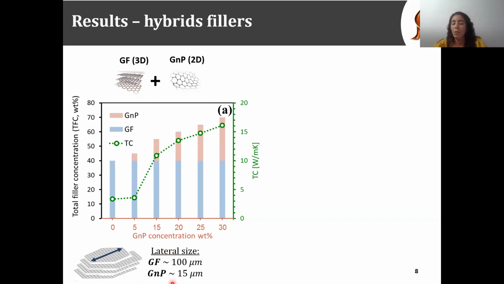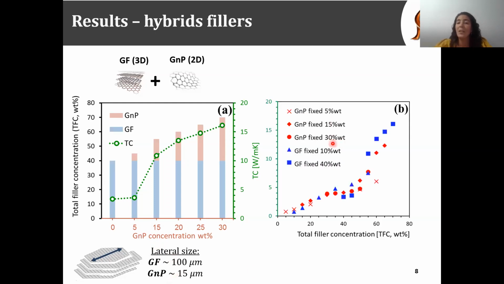But this is not the only system that we tried. We did several combinations with different fixed concentrations of each of the fillers, as you can see in the legend. Again, we measured the thermal conductivity as a function of the TFC. You can see that as we increase the amount of filler, there is a moderate linear increase until a certain concentration, but above it, there is a sharp change in the TC slope.